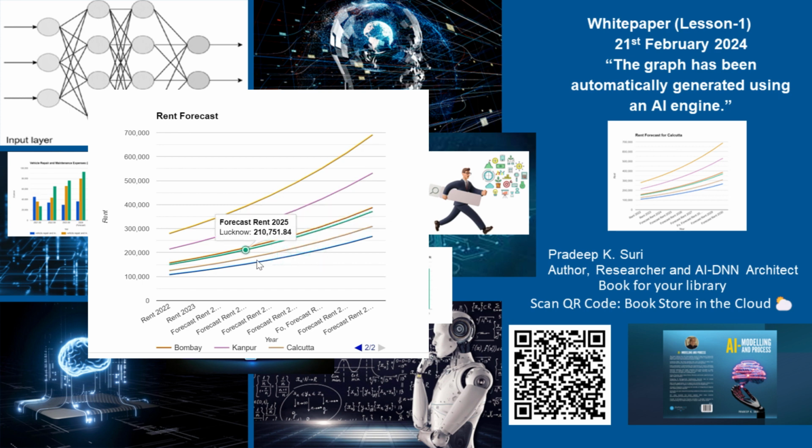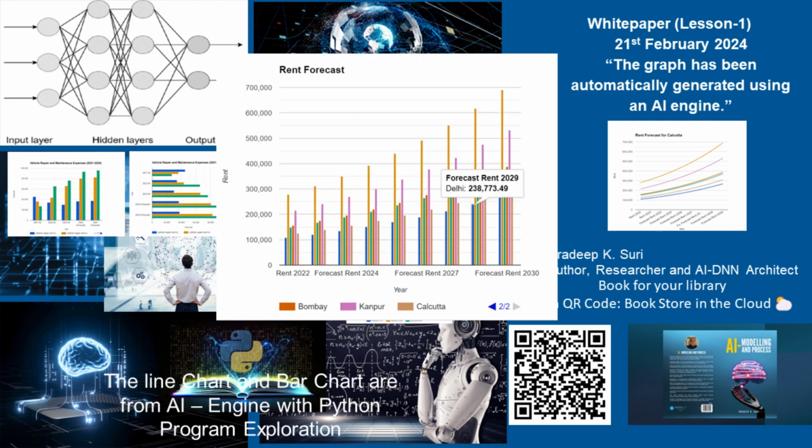Output. This program executes the loop several times, each time creating and displaying a line chart for a specific branch location. Each chart shows the forecast rent for the location across different years. Notes. The code assumes the data in the dictionary is accurate and correctly formatted. The program could be enhanced by adding legends to differentiate lines in the plot or allowing customization of colors and markers. The line chart and bar chart are from the AI engine with Python program exploration.